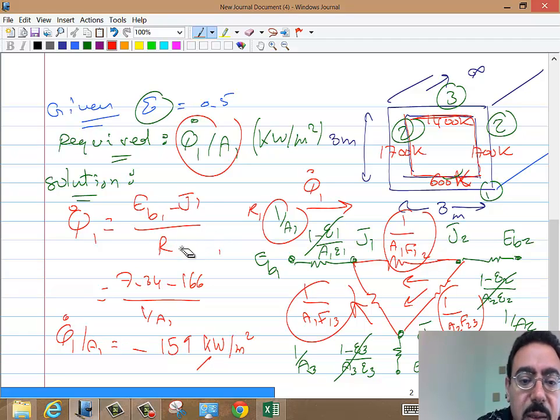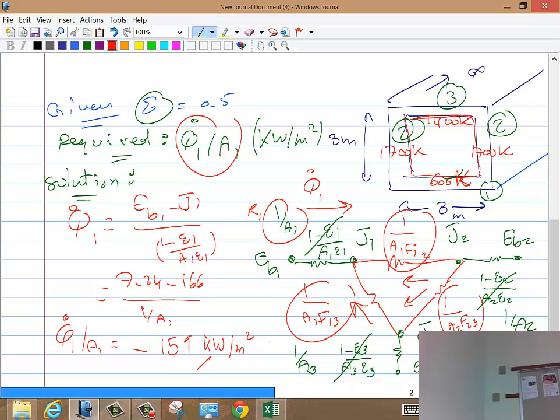Or basically, let me take this out. It's 1 minus epsilon 1 over area 1 epsilon 1. So this equation is just for this one. And what is that? That's the surface resistance. So that's the black body radiation, sigma T to the power 4. And that's J1 that we will have to solve for in order to get this. How much is it absorbing?